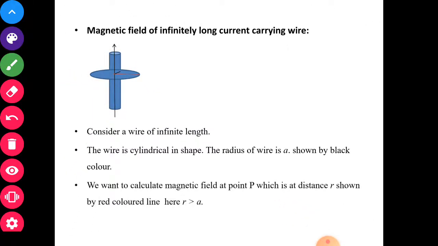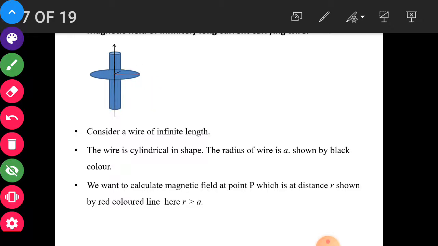We want to calculate the magnetic field at point P. Now where is point P? That also I have mentioned. This is the point P, shown by this dot. Say this dot I am showing, there the point P is located, at a distance shown by the orange or red color line, shown by R. And here you can see R is greater than A.